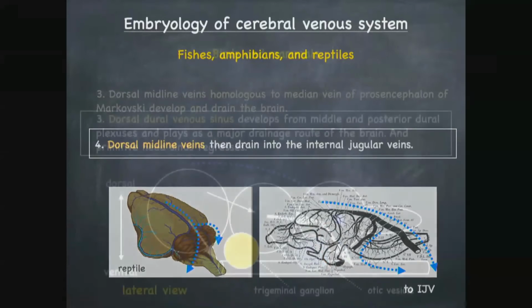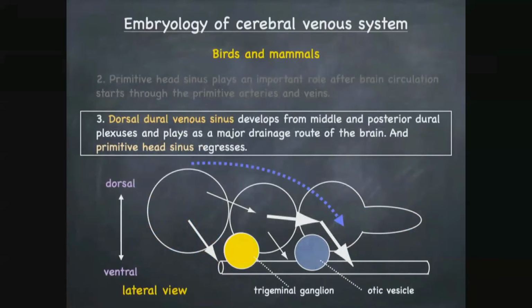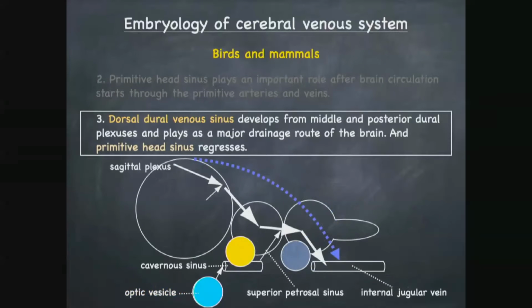How about the higher vertebrates? Those are dural venous plexuses that develop from the middle or posterior dural plexus, and they play a major draining role for the brain and prevent the head sinus from regressing because of the enlarging trigeminal ganglion and the otic vesicles. So the cavernous sinus is isolated, and in the dorsal portion, a prominent venous dural structure develops. This is only true for birds and mammals.